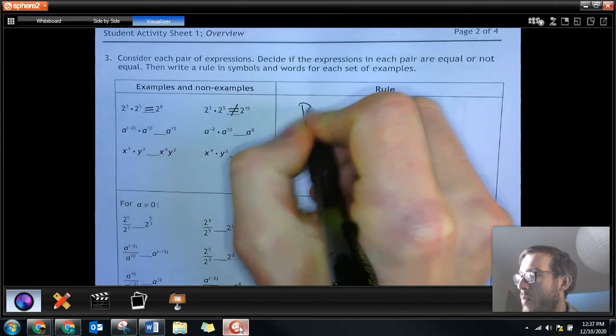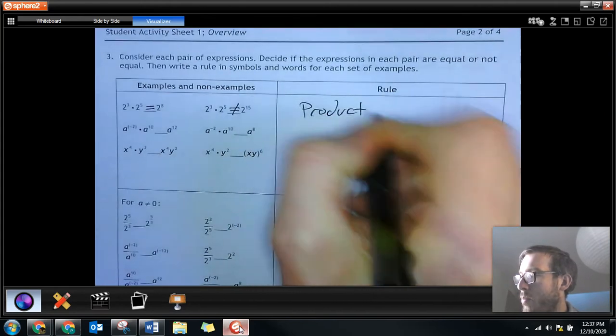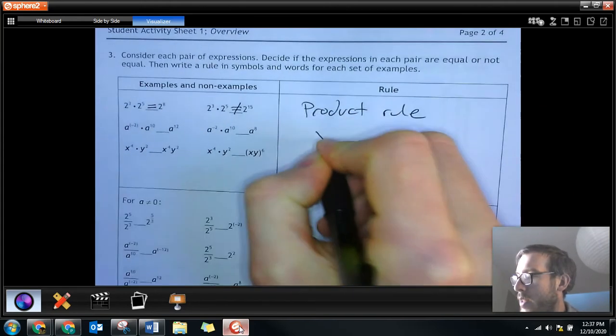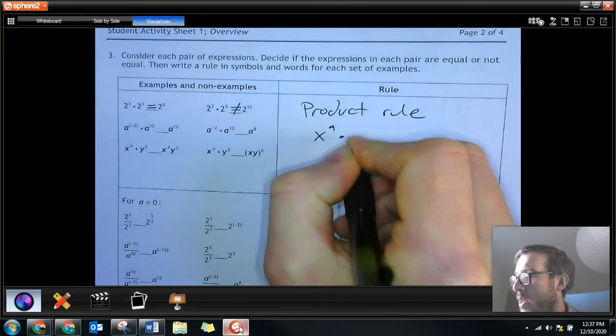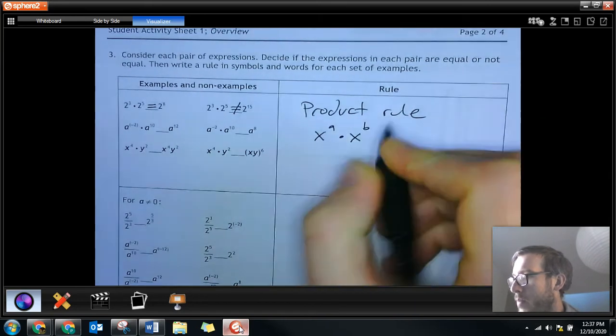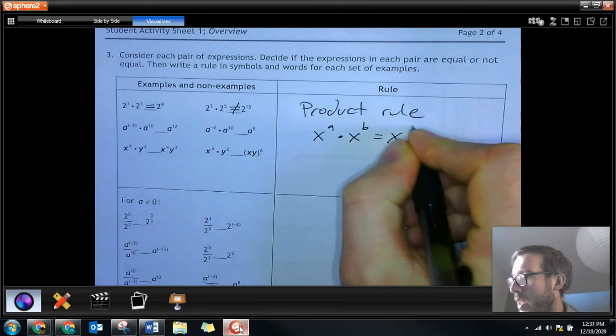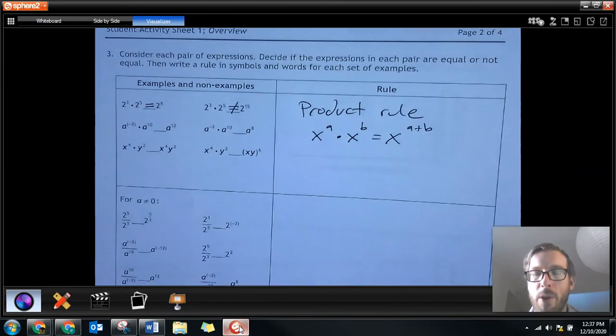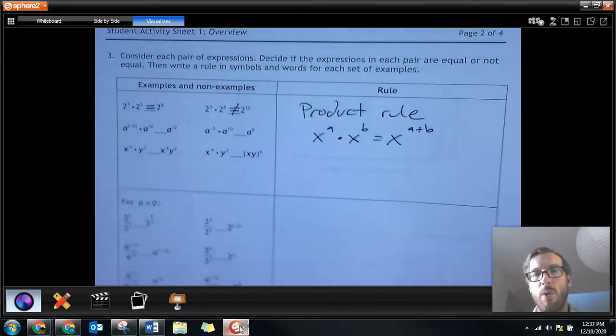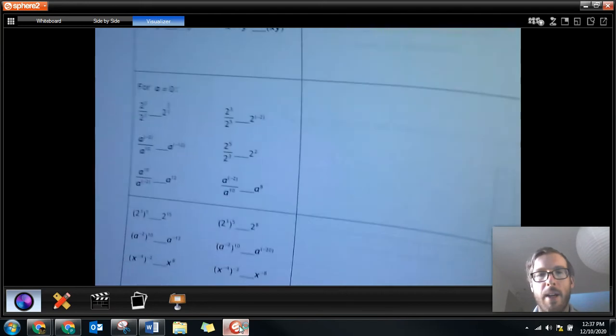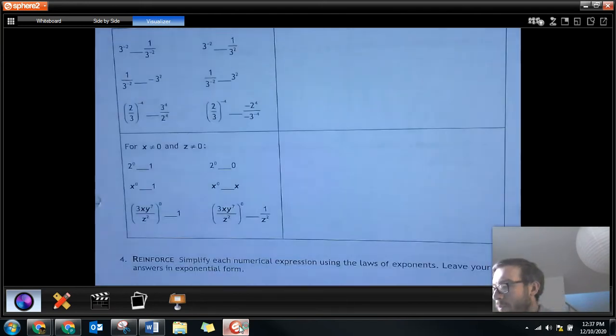And the property that's being used here is the product rule, which states that x to the a times x to the b equals x to the a plus b. Those notes we took in class on what the product rule was, just write that there. That's what's being used in this. So for each of these, you're going to do that same thing, okay? Great.